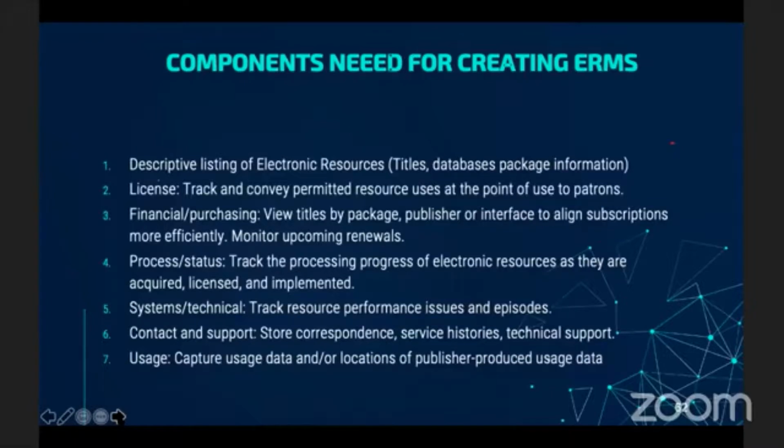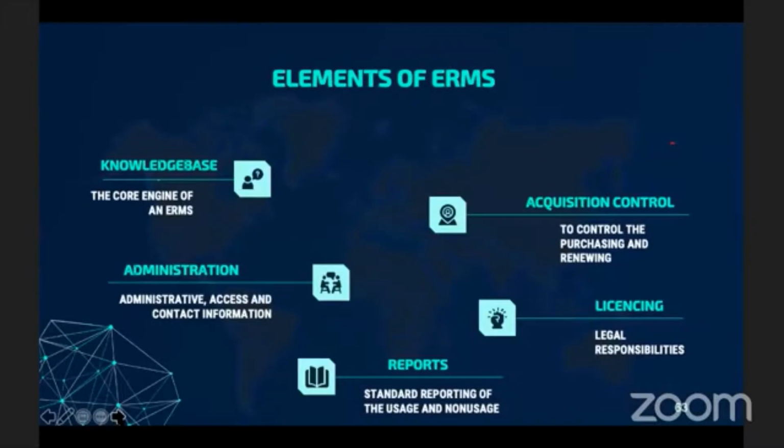Systems and technical to track resource performance, issues, and access restriction. Contact and support to store correspondence, service histories, technical supports, and all those things. Usage information to capture usage data or usage location of publishers or the publisher produced usage data. The discovery element of electronic elements that can be part of this component or can be part of the catalog or any other system. So these are the different components one might need to have a system.